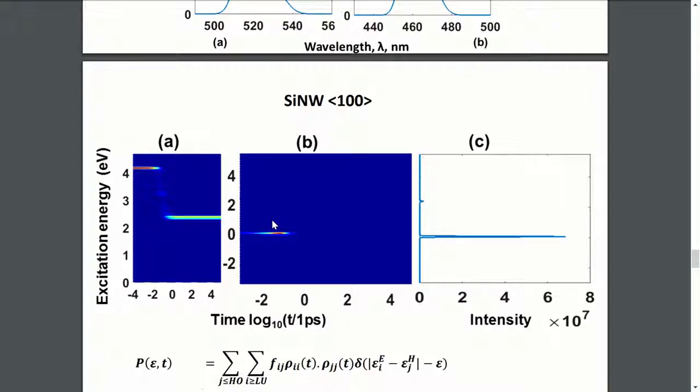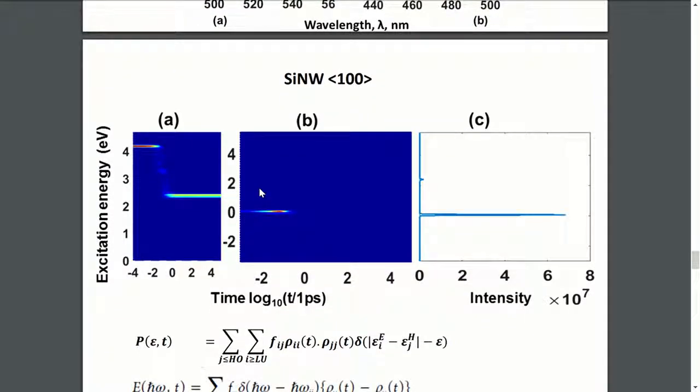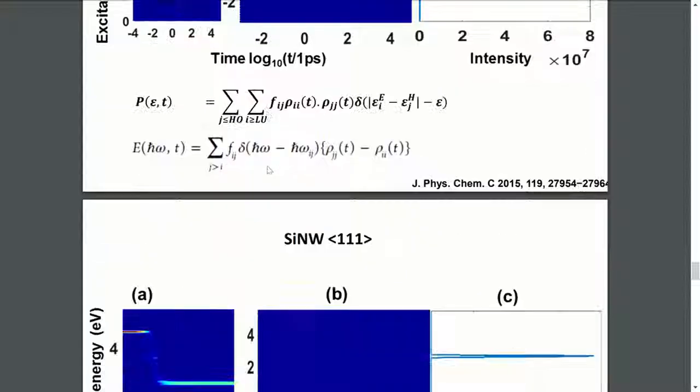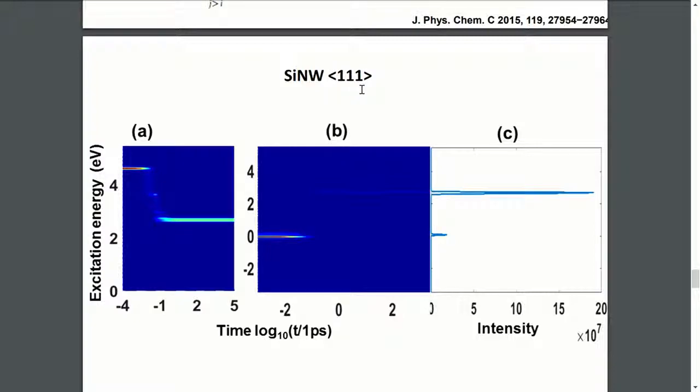This is for the silicon nanowire along the 001 crystallographic direction, and the next one is for the silicon nanowire along the 111 crystallographic direction. We consider the photoexcitation, exactly similar to silicon 100, of an electron from HOMO minus 14 to LUMO plus 14 with energy around 4.5 electron volts.